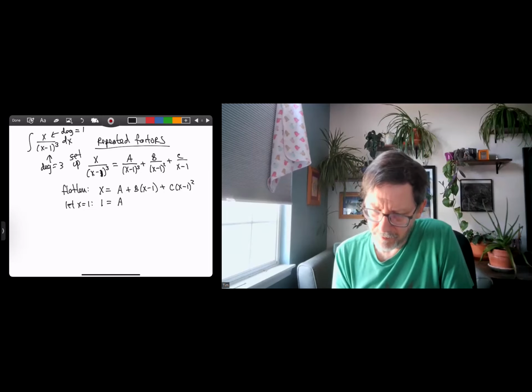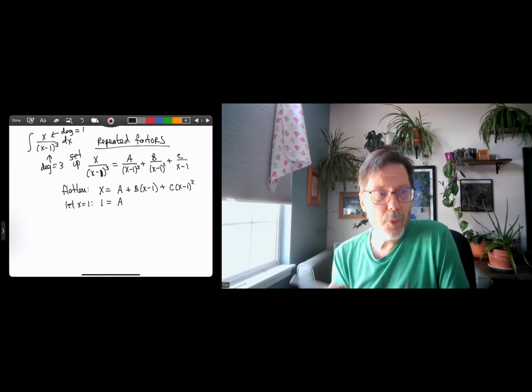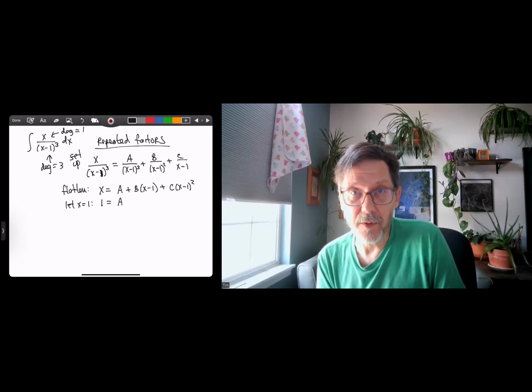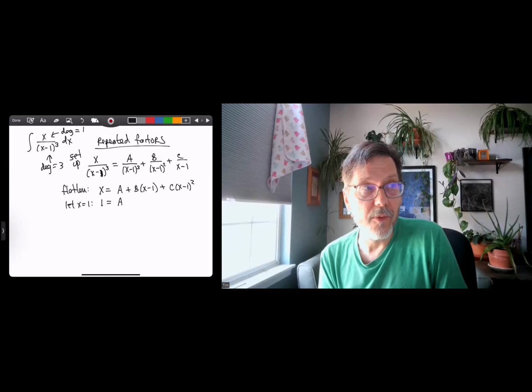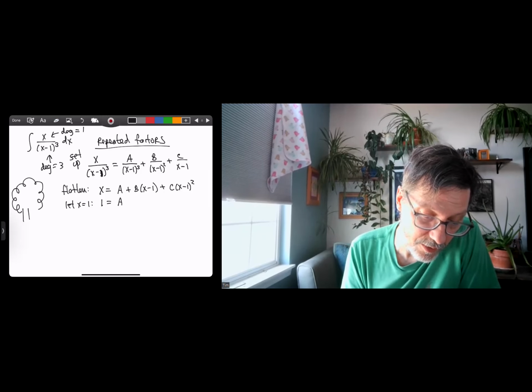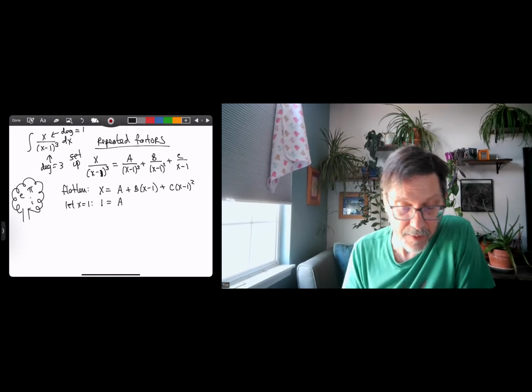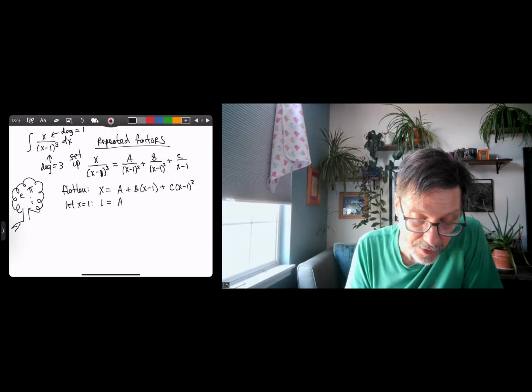Now, what about B and C? Things get a little trickier here because there's no more good values to pick. So at this point, we're just going to pick other values. And we're going to go for the low-hanging fruit, right? So if this is the tree of all great values, there's pi, and then there's e in there, and oh wow, there's imaginary number in there on the ground under that tree.